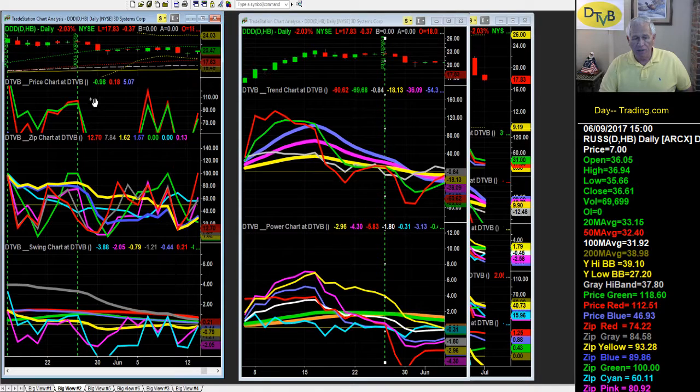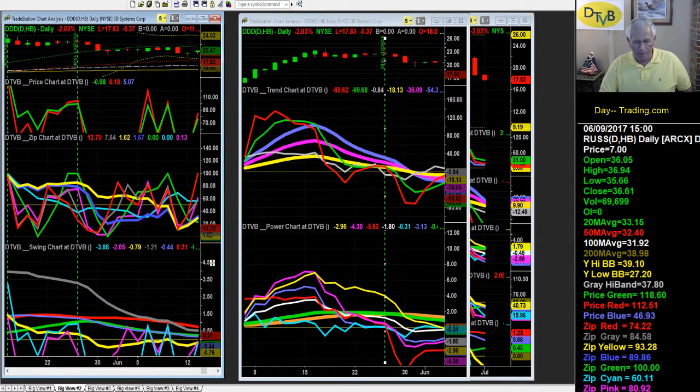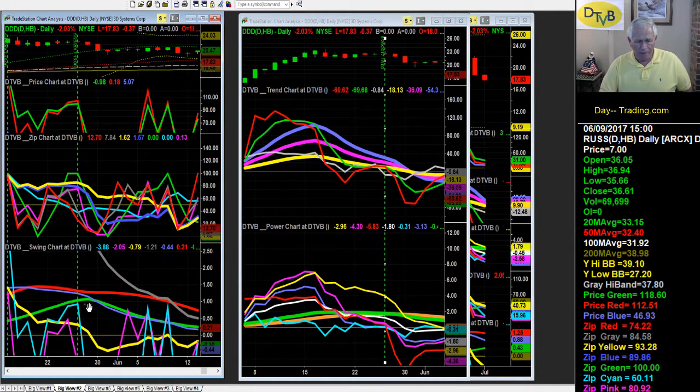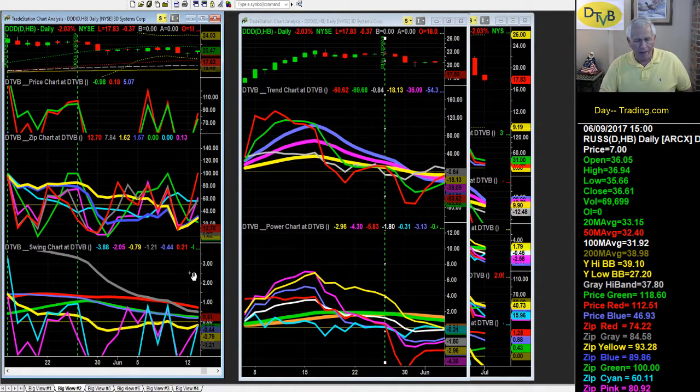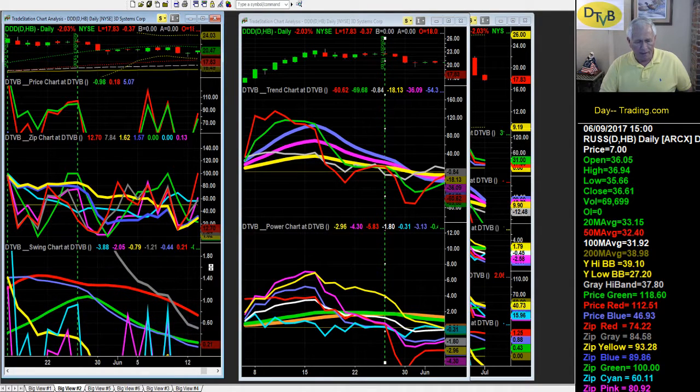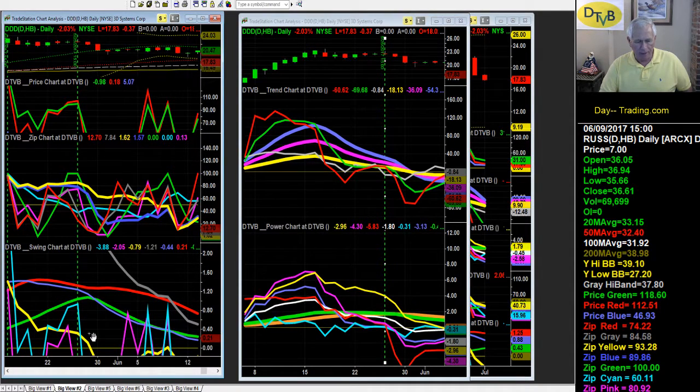And in this case, with zip green at 100, it's real likely that things are going to go down. And obviously, we've got swing gray going down all the time. We can tell that. In swing Zion we have a low angle top, and that's very indicative of a next day down.